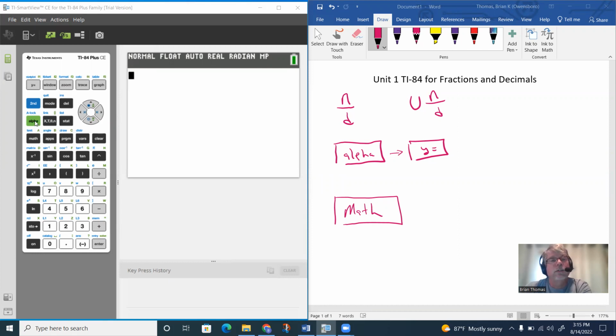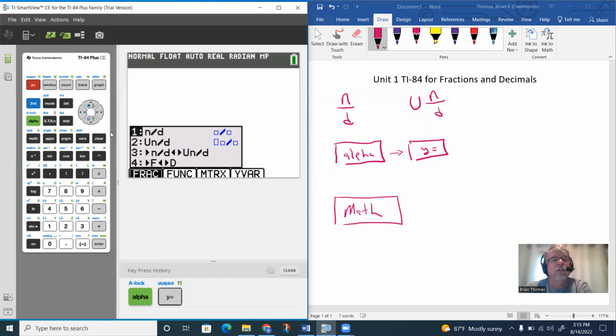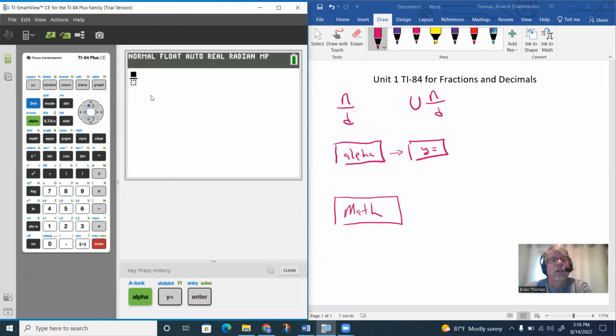What I want to do is get hold of this green button up here, F1. To do that, I have to hit the alpha button first, and then hit the Y equals button, which accesses F1. Hitting Y equals gives me this menu. Notice how the first one is n over d. That allows me to put a fraction in. Since it's already highlighted, I can just hit enter, and your calculator is now ready for a fraction to be entered. If I want to enter the fraction 1/2, I can type the 1 in.